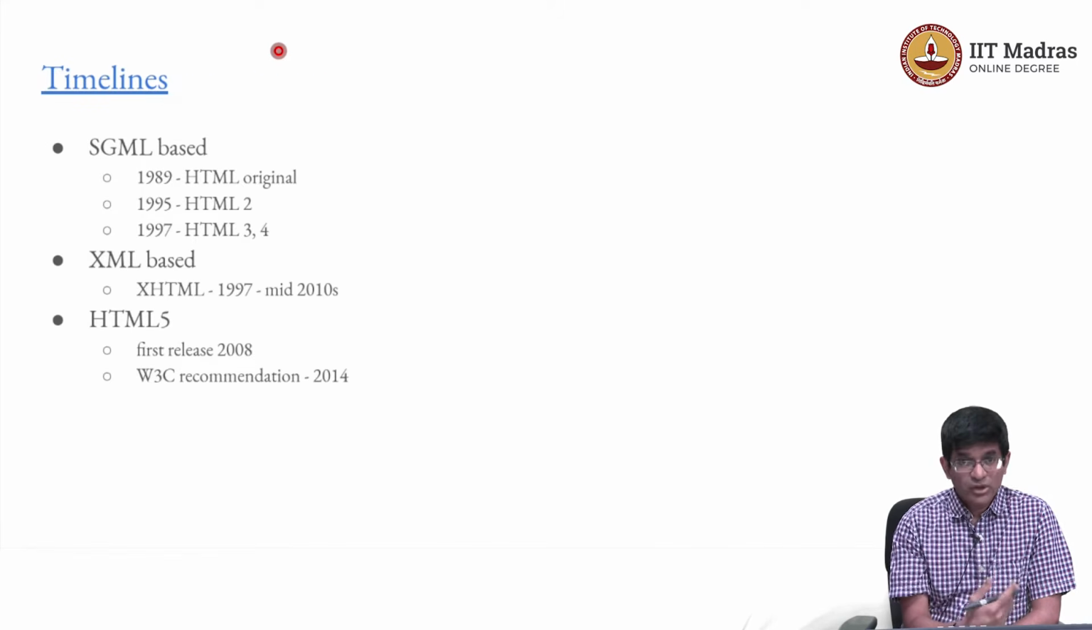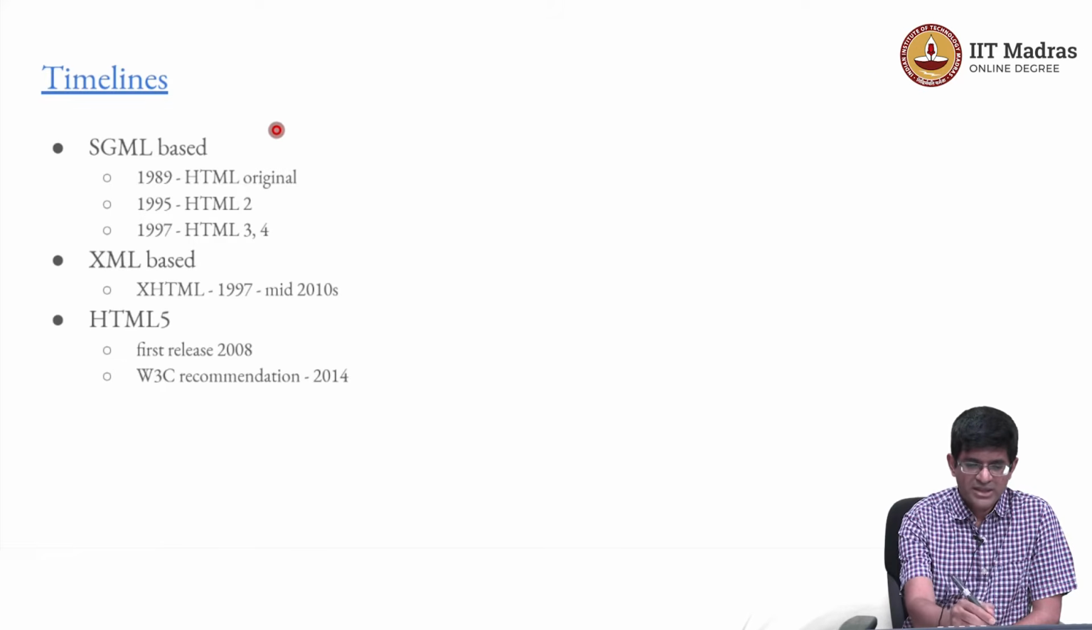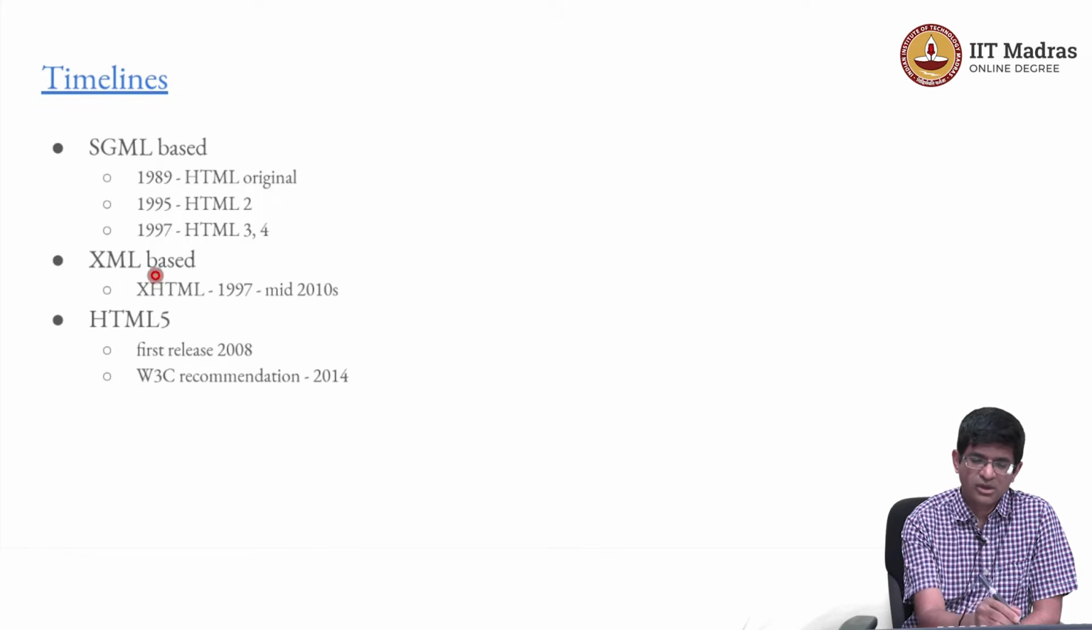Some rough timelines on the evolution of HTML, right? Like I said, the original SGML based HTML started from the late 80s, basically around 1990 or so. The first sort of formal definition, once the popularity of the web started taking off, HTML2, was defined in 1995. HTML3 as well as 4 were actually defined in 1997, right? And then for quite a long time, it was pretty much just HTML4 that continued, except that after a while, people sort of started switching over to something called XHTML, right?